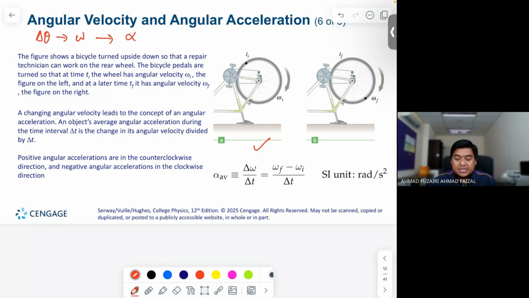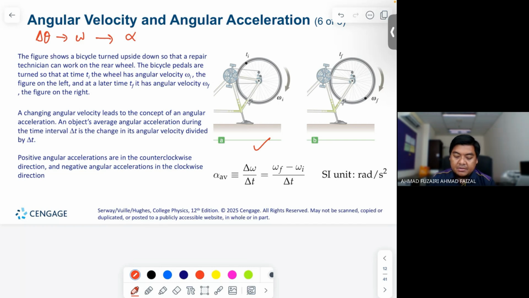So what is angular acceleration? A changing angular velocity leads to the concept of angular acceleration. An object's average angular acceleration during the time interval delta t is the change in angular velocity divided by delta t. It's very easy. The same goes for linear: delta x over t gives v, and delta v over t gives a. The same happens in the angular case: we have delta theta, then omega, and from omega we get alpha.